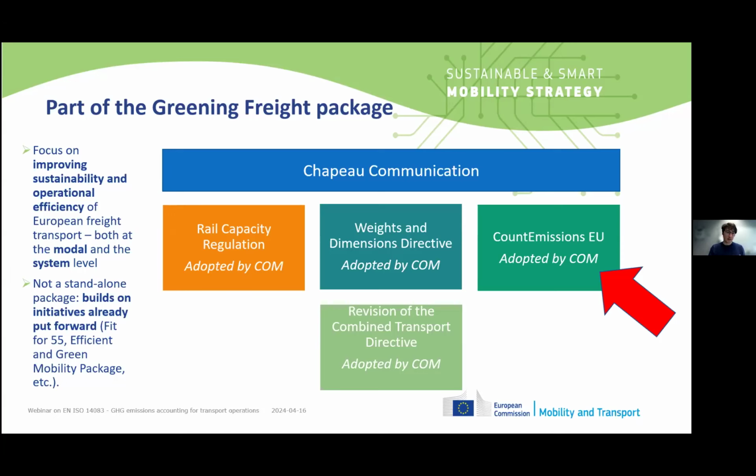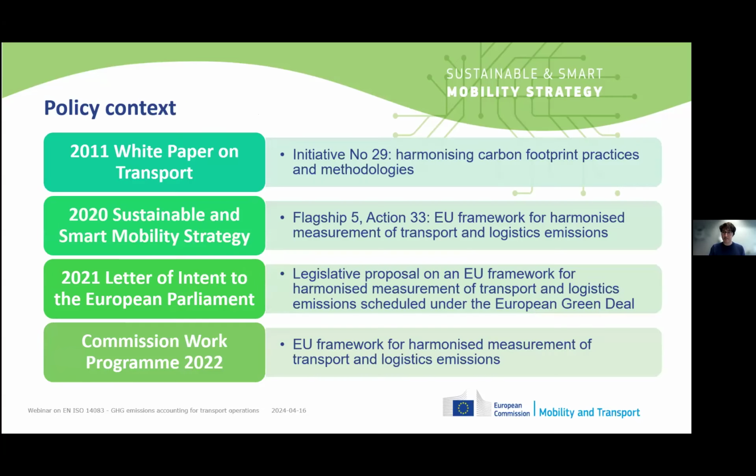The decision to publish those is in order to provide additional tools to reach the objective of the Commission in the climate law, so the decrease of GHG emissions and climate neutrality. Next slide, please. With this slide and the next slide also, I will try to provide you a little bit of policy, but also methodological context, but I will go quite fast because Alan provided you a very good overview of what came before CountEmissions EU.